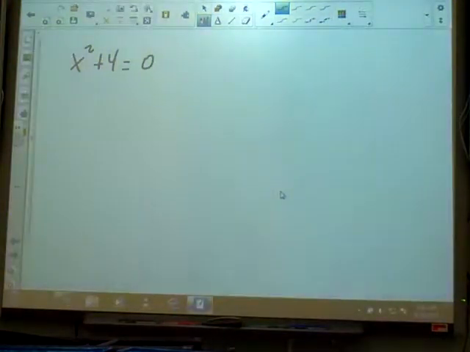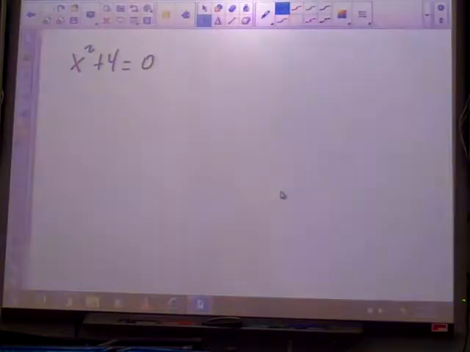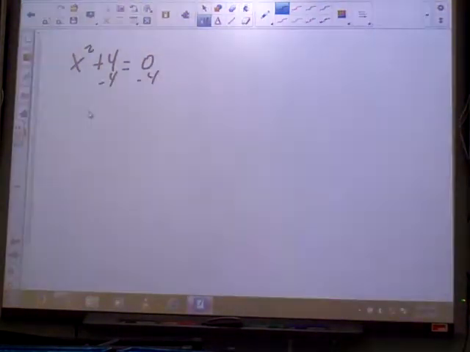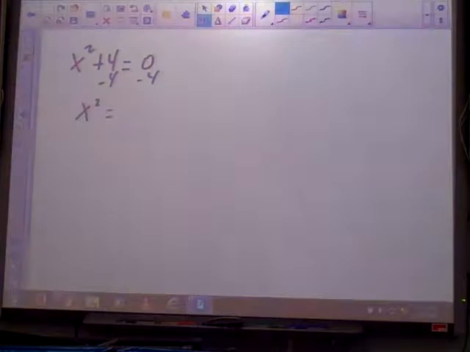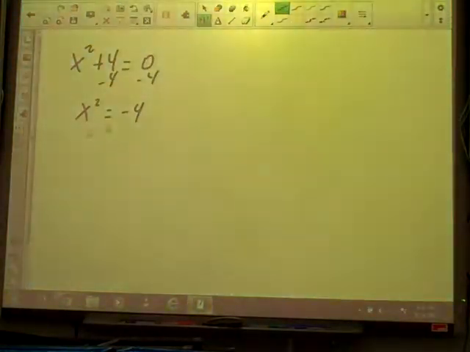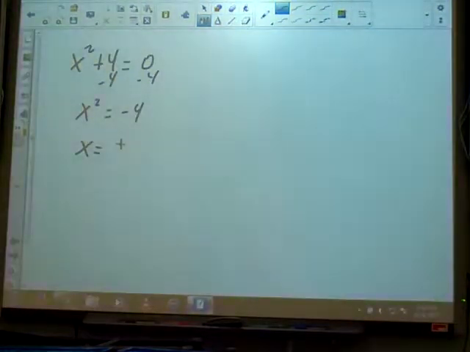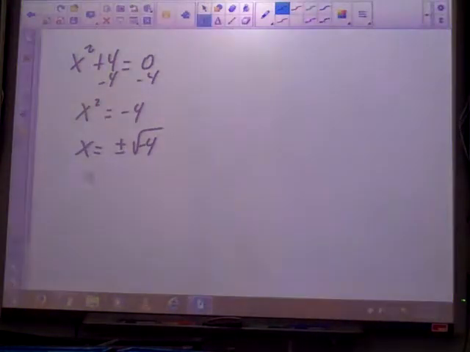All right, so that's a quadratic because it's squared. I don't have a b. So the easiest thing to do would be what Trevor said and just solve it algebraically. Subtract your 4 from both sides. So x squared is negative 4. Undo my squared by square rooting. So x is the positive or negative square root of negative 4. What's the square root of negative 4?